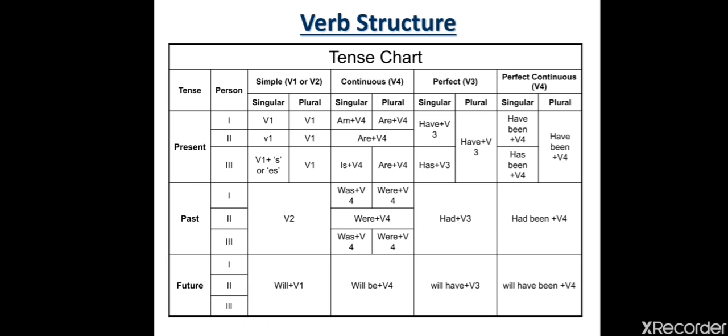So we have classified the tenses into present, past, future based on the persons, first person, second person and third person. In each tense there are four forms. First one is simple, second one is continuous, third one is perfect, last one is perfect continuous. In all the four tense forms, the chart gives how the verb is structured. Here V1 denotes present tense, V2 past tense, V3 past participle, V4 present participle.